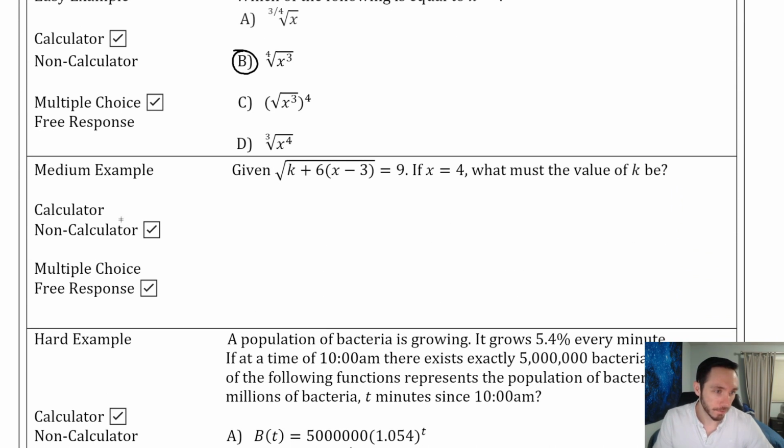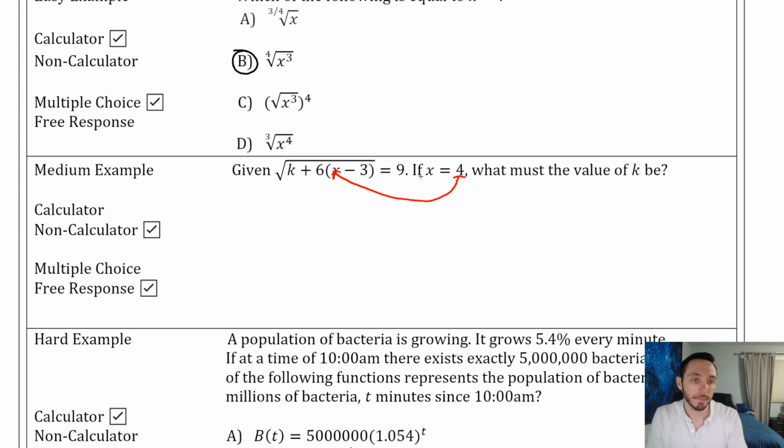All right, so for the next one, it's non-calc and it's free response. So we do have to just come up with a numeric answer. We have this radical equation, and it's equal to 9. If x is equal to 4, what must the value of k be? I see these often, and I don't know why. It's like one added step. Every time I say I don't know why, I think I kind of do. It's just to try to trip up the 1% of people that might be tripped up here. I know that x is equal to 4. So just plug it in.